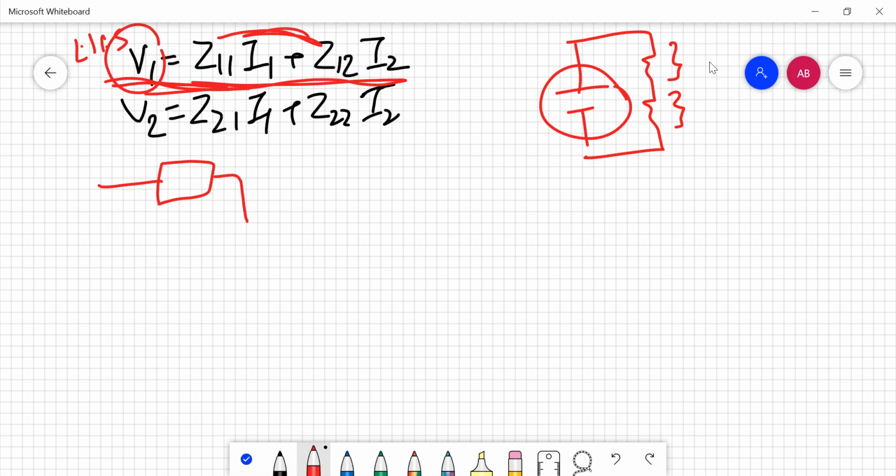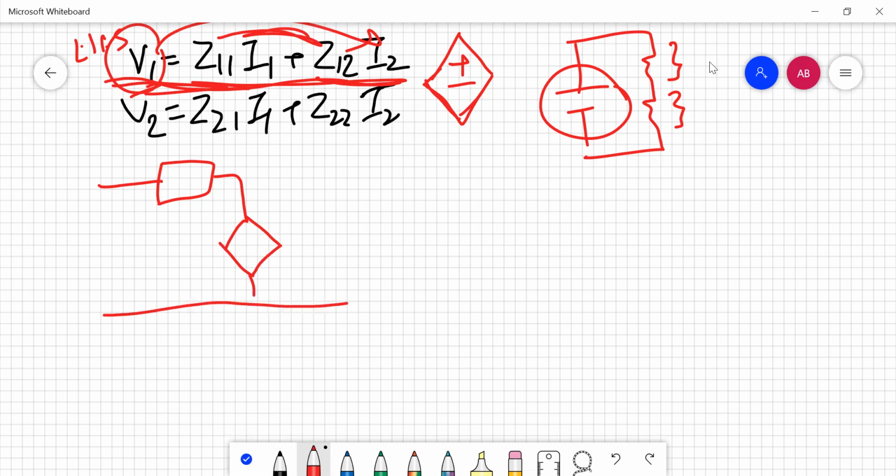This V1 will be divided into two parts. Now, this V1 is dependent upon the current of the output port. So this will act as a dependent voltage source that is dependent on the value of the current. Such dependent voltage sources are defined by a diamond shape, like this. So here you go with your input port, that is V1.